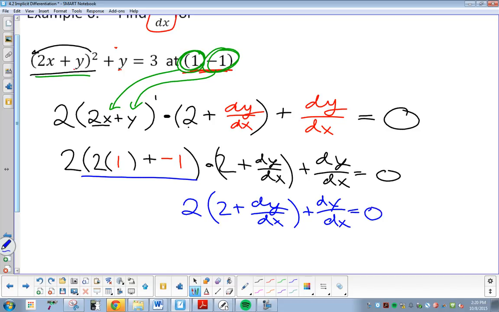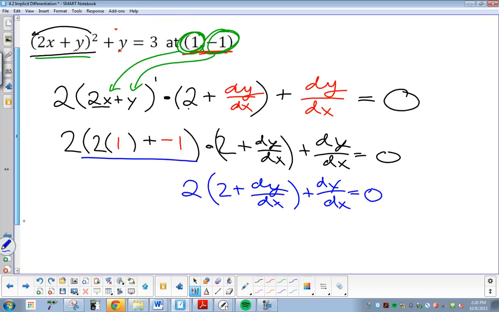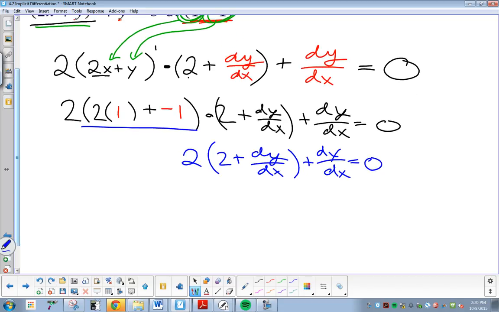What else can I do to simplify this thing? Distribute the 2. I've got a 2 in front. So I can multiply these two things by 2. And I get 4 plus 2 dy dx plus dy dx equals 0. Now it's going to be a whole lot easier to get dy dx by itself. Okay, what could I do from here? Subtract 4. I've got this 4 right here. Super. I'm going to subtract it to get it to the other side.